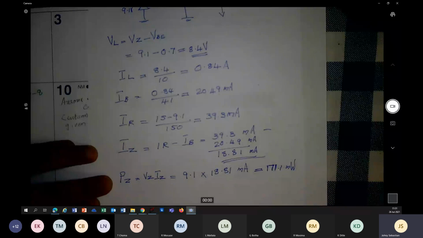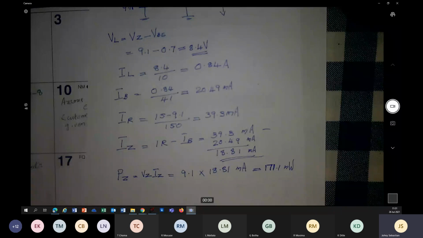The cheapest Zener diode that you buy usually comes with 250 milliwatt, quarter watt. The one you have in your component kit may be around half a watt. Zener diodes do come with very high wattage as well, but the price will go equally high.